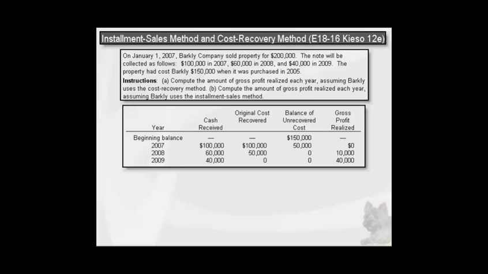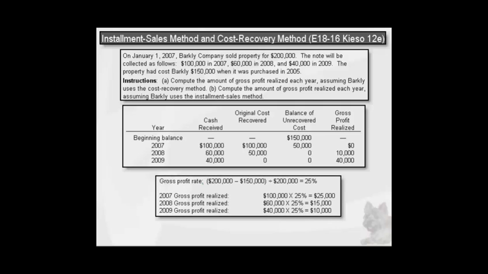Now on Part B we're asked to compute the gross profit using the installment sales method. Okay, now you see the solution on your screen. Well, the gross profit rate is what we need to calculate first. So 200,000 less 150,000 is the amount of our gross profit, and then we divide it by the sales amount, 200,000, and we wind up with 50 divided by 200, which is 25%.